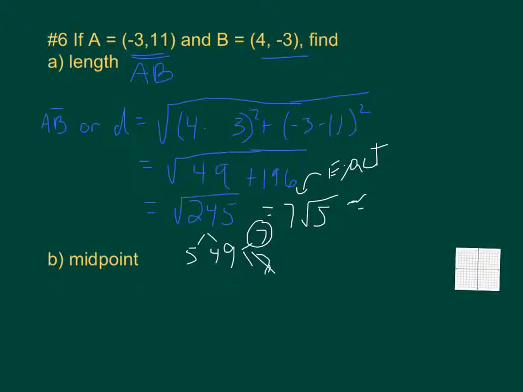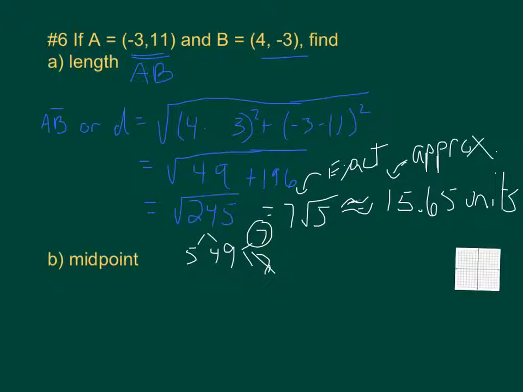And then squiggly, and squiggly is just my cute way of saying it's about 15.65 units. That's how long the line segment is. Now remember, this is approximate. Okay, that's not exact. That's the exact one, 7 radical 5, approximates 15.65. And I would expect that you would know the difference between the two.